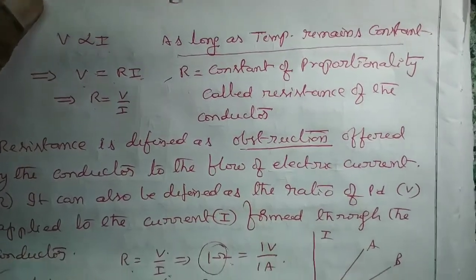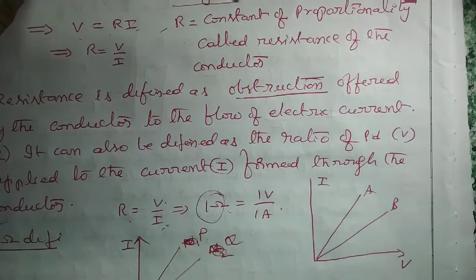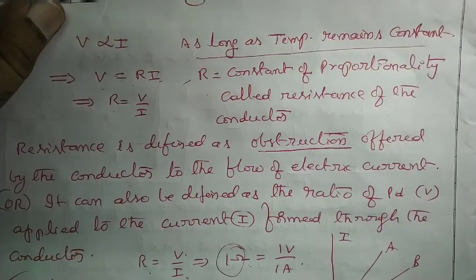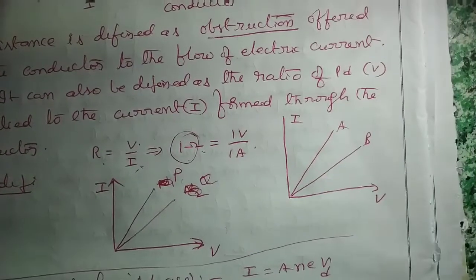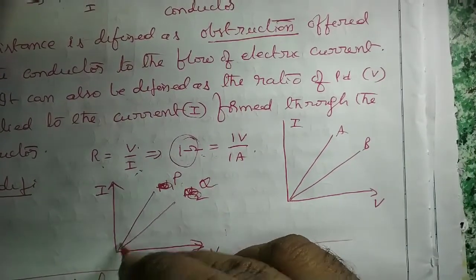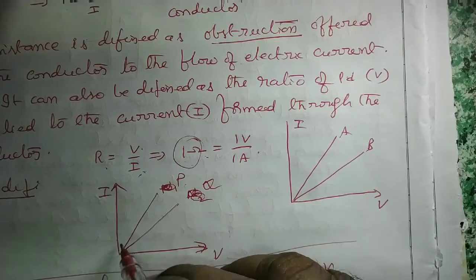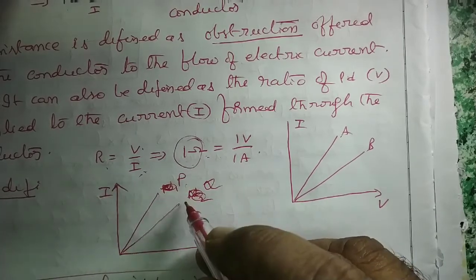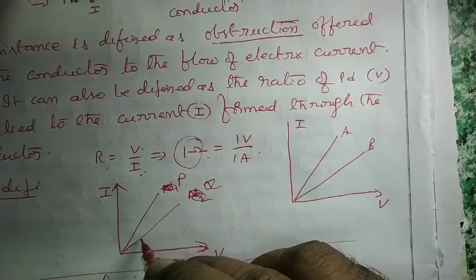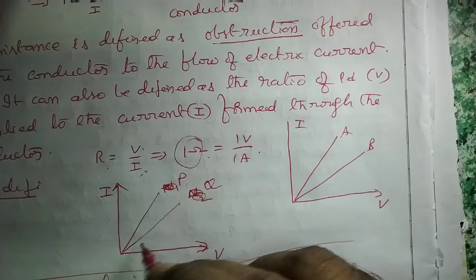So whenever two quantities are directly proportional, the relationship between them is called a linear relationship. That means if you draw the graph between potential difference and current, the graph should be a straight line. Here V is taken on the x-axis, I is taken on the y-axis. Here there are two graphs, which means there are two conductors. For conductor P, this is the graph. For conductor Q, this is the graph.